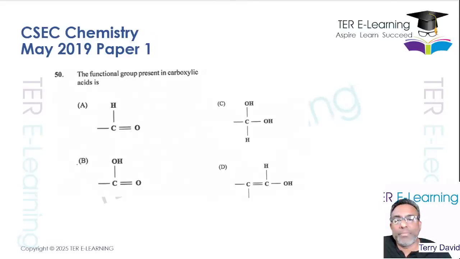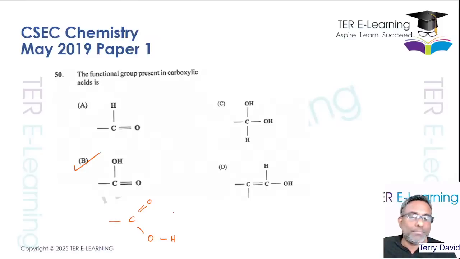Right? I'm seeing people saying B. Yeah, B is the correct answer. So sometimes we normally write it like this. CSEC just drew it a little different here to kind of trick you. So this is COOH. So B and what I drew there is the same diagram. It's just drawn a little differently. So that's number 50.